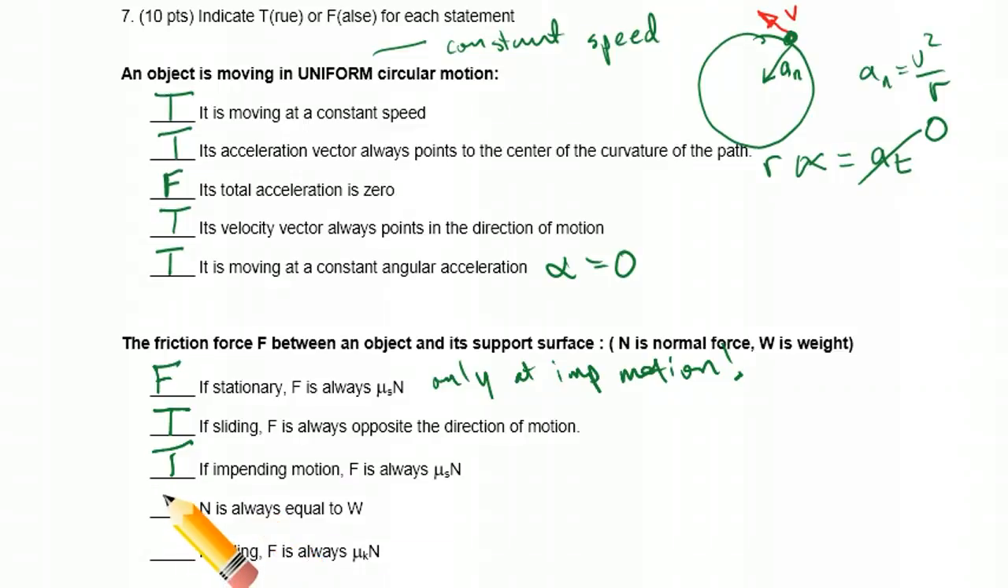N is always equal to W. That is false because we could have a case where we're on a slope. We could have other forces involved, and then N would not be W. On a flat horizontal surface with no other forces, then that would be true. If sliding, F is always mu sub k times N. We'll go with true on that one. That's the definition of kinetic coefficient of friction.